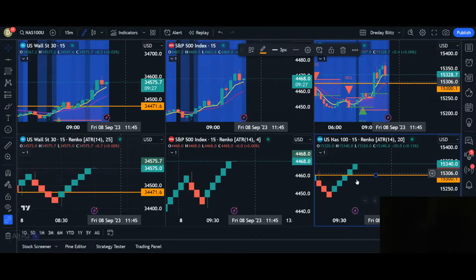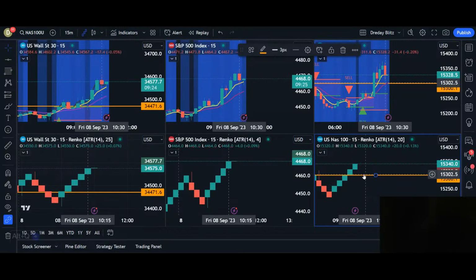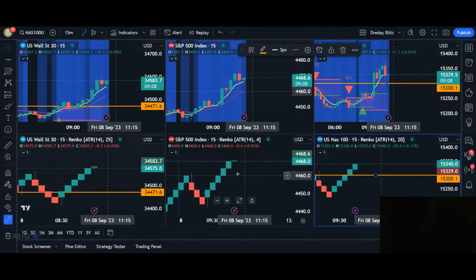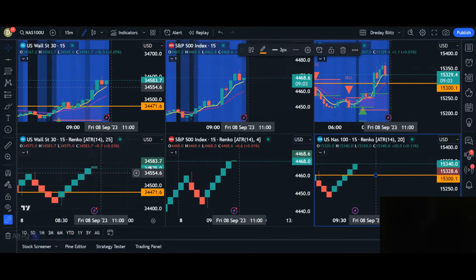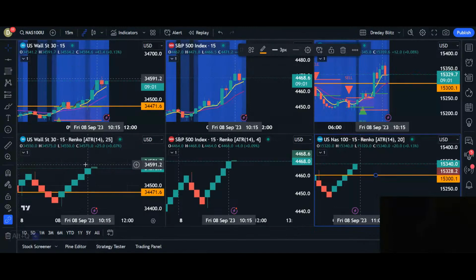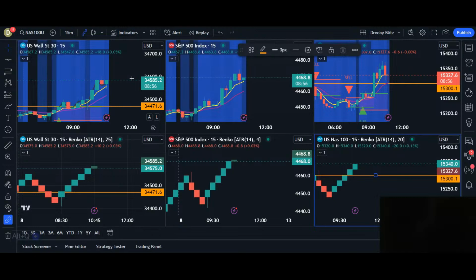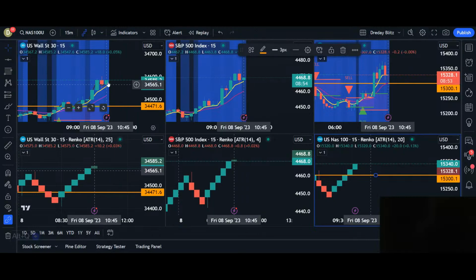And like I said, I'm waiting for the Renko bar to create an actual reversal. And as you can see, there's still indecision here on that Renko bar, to plot above or start doing a reversal here. The S&P 500 is still showing bullish here. Same thing for US30. Even US30 is showing us bullish momentum.